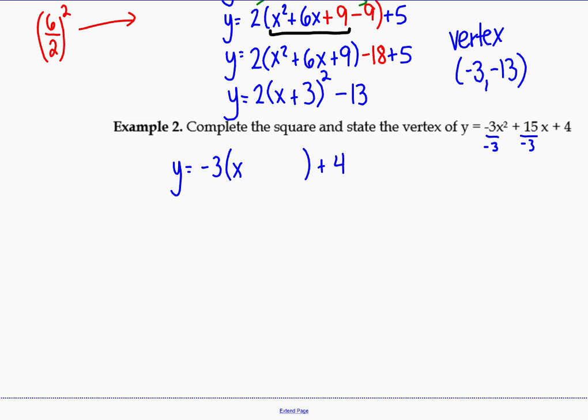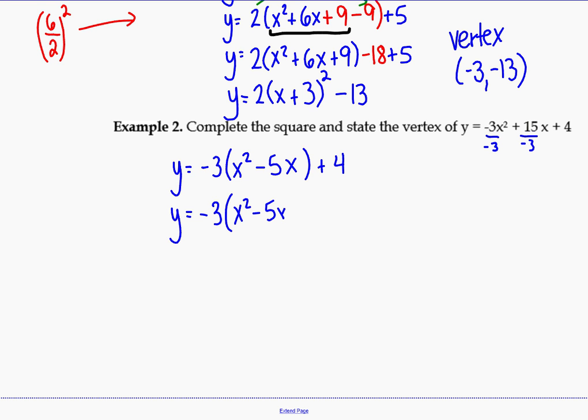X squared, is it going to be plus 5x or minus 5x? You're going to divide by negative 3, so minus 5x. Good. Oh, yay, we're going to end up with a fraction. Lucky us.